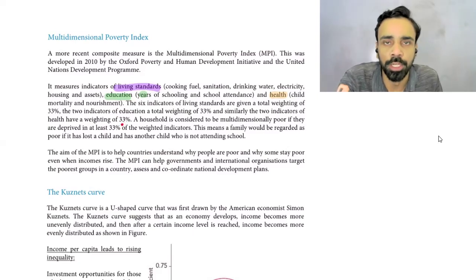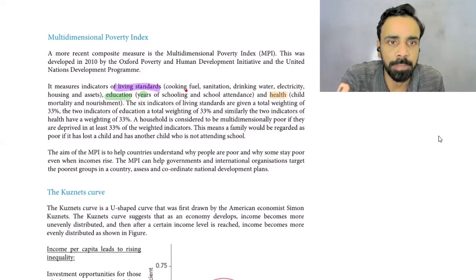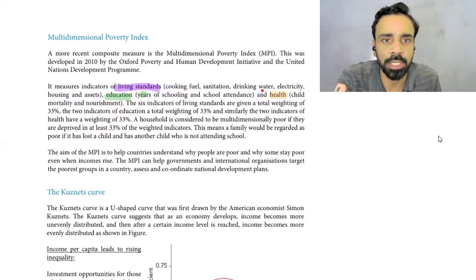So what is going on in this is that within living standards they've mentioned cooking fuel, sanitation, and electricity and all of these, right?